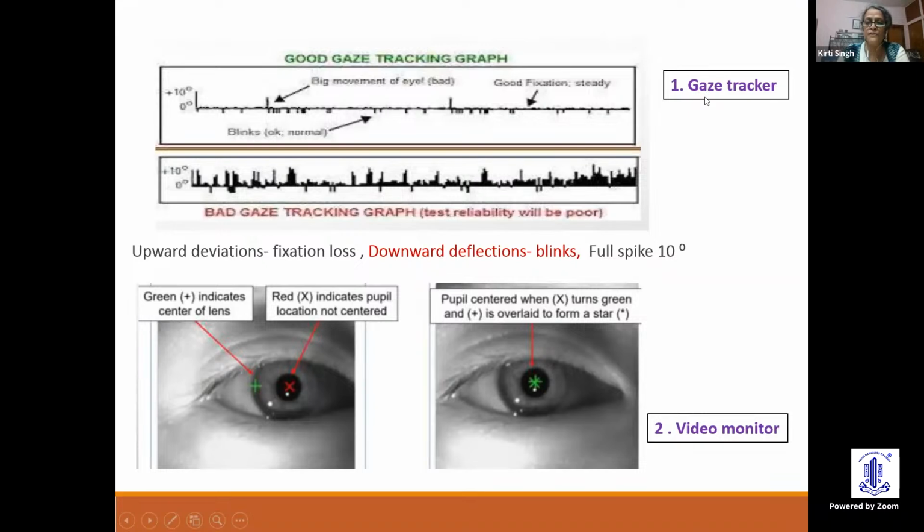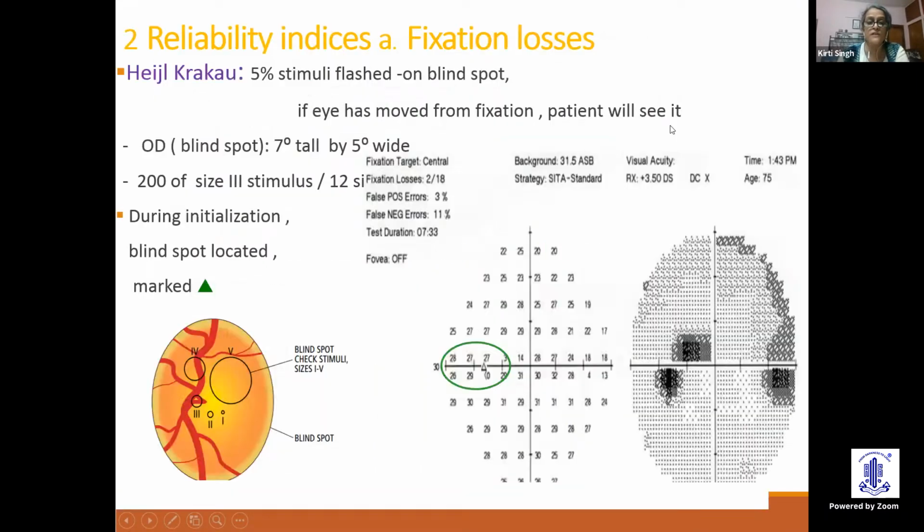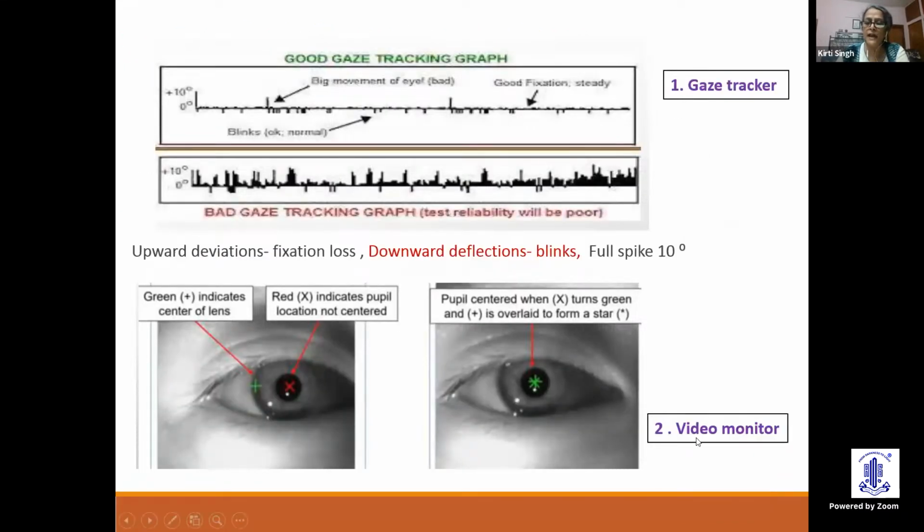So reliability was the false positives and the fixation losses. Fixation losses were checked by the Heijl-Krakau method or by the gaze tracker and the video monitor. Gaze tracker is given at the bottom of the field. Lots of movements means bad. Some blinks would be there, and the blinks would be shown by downward deflection. Upward deflections are fixation losses. So this is a relatively okay gaze tracker, but this one is showing a lot of fixation losses. This type of field you want to redo.